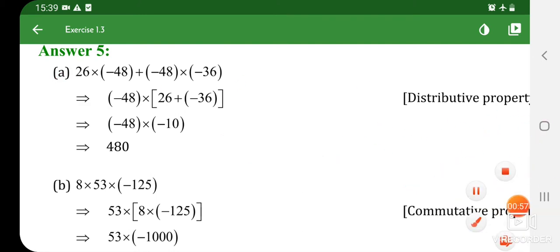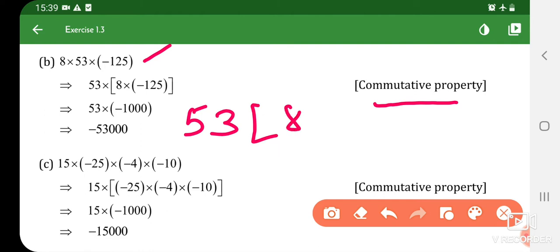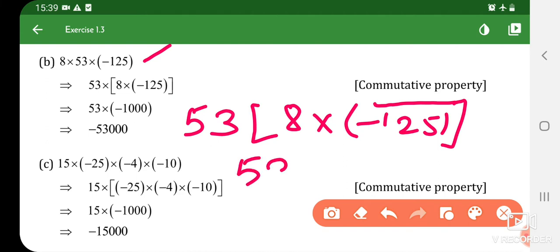Now next question. Second, 8 into 53 into minus 125. By commutative property, we have to change the place of the numbers. So 53 as it is and we multiply 8 into minus 125. Okay. So this 53 as it is and 125 into 8 is minus 1000. When we multiply 53 into minus 1000, the answer is minus 53,000.